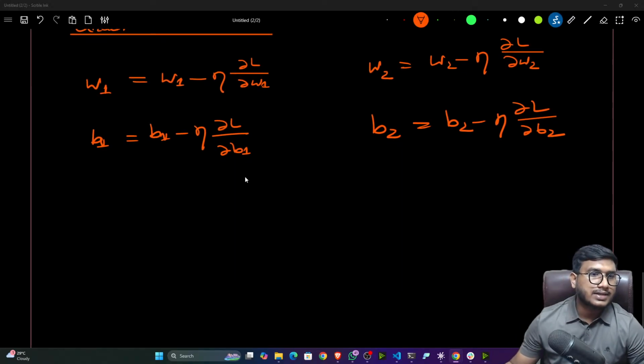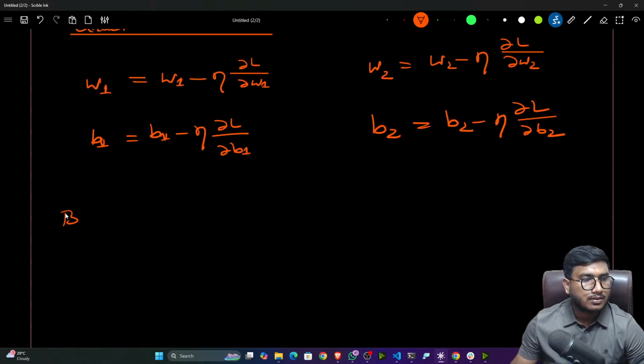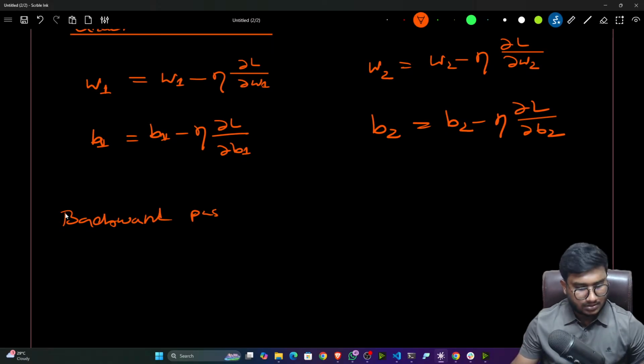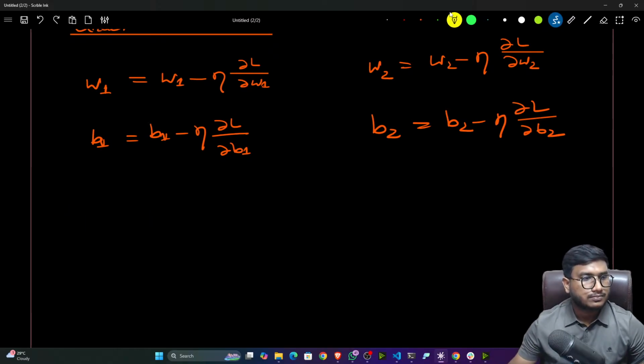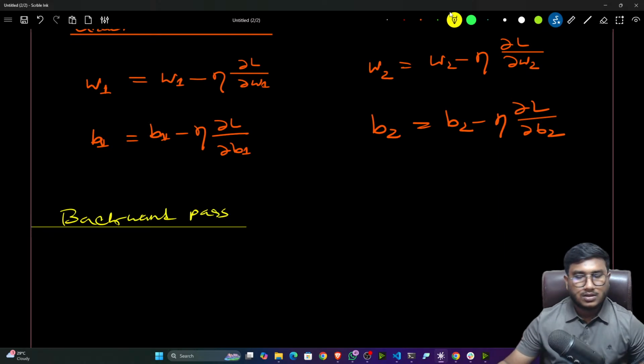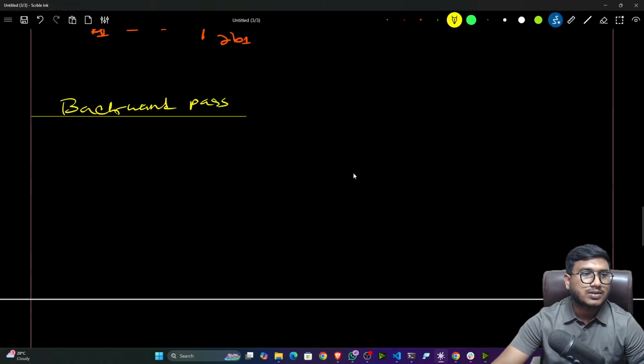Now let's try to understand back propagation, the backward pass. I think you know that, guys. In the backward pass we use something called the chain rule. Do you remember the chain rule, guys? How does the chain rule work?